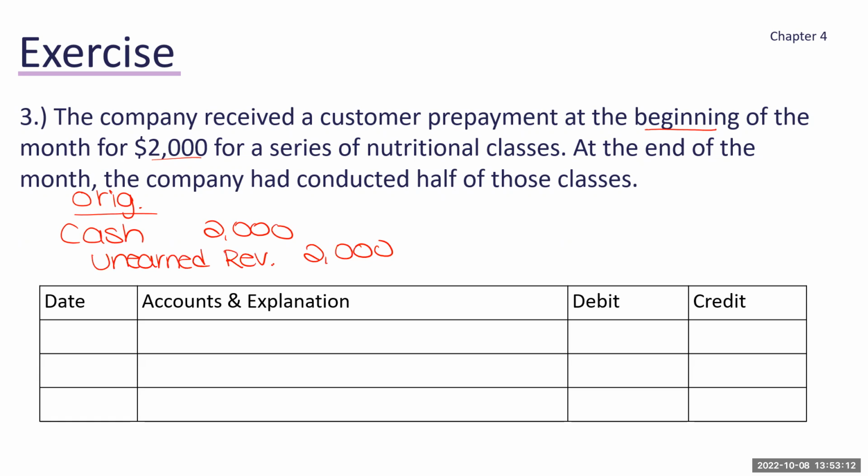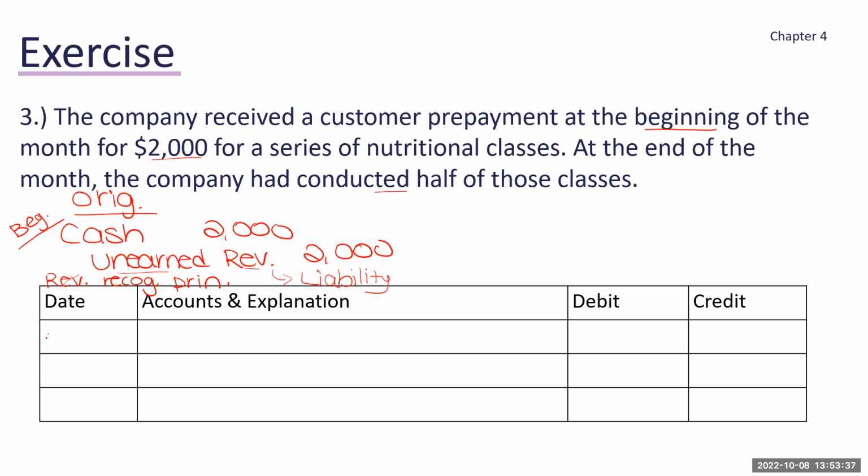Because when we're not sure about what account to put it to, we use our GAAP rules. And the revenue recognition rule, the revenue recognition principle, an important principle in accounting, says if we haven't conducted the class, we cannot call it revenue, right? Which is why we put it to unearned revenue, which is a liability account. Okay, so that's the entry we made at the beginning of the month.